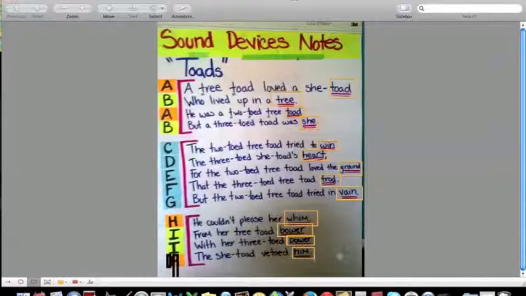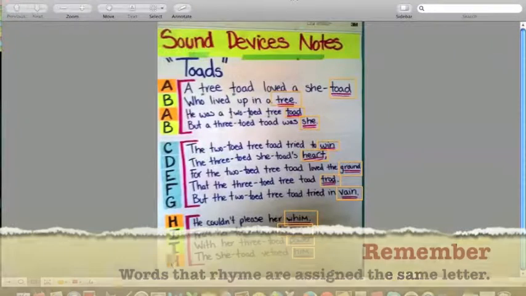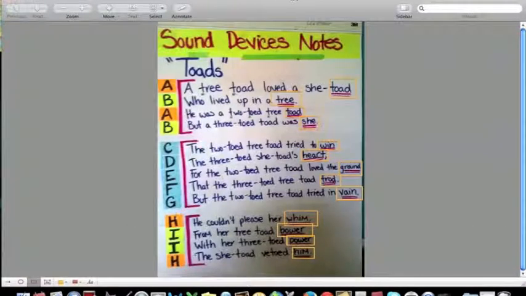Then finally we have the word hymn. Does hymn rhyme with any other word before it? Power, bower, whim, vein, trod, ground, heart, wind, she, toad, tree, toad. Yes. The word hymn rhymes with the word whim. So it gets the same letter, an H, because they rhyme.